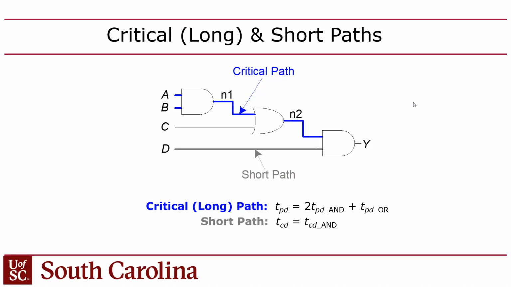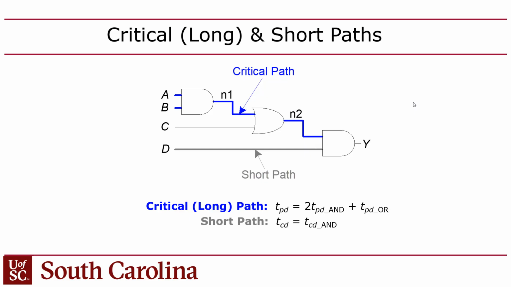Okay? So you can calculate the propagation delay of this whole circuit by adding up the propagation delay of the 3 gates along the critical path. So the overall propagation delay is the propagation delay of the AND gate times 2, because you have to pass through 2 AND gates, plus the propagation delay of the OR gate, right? And then the short path will determine your contamination delay of the circuit. So the contamination delay is going to be the contamination delay of the AND gate, right?